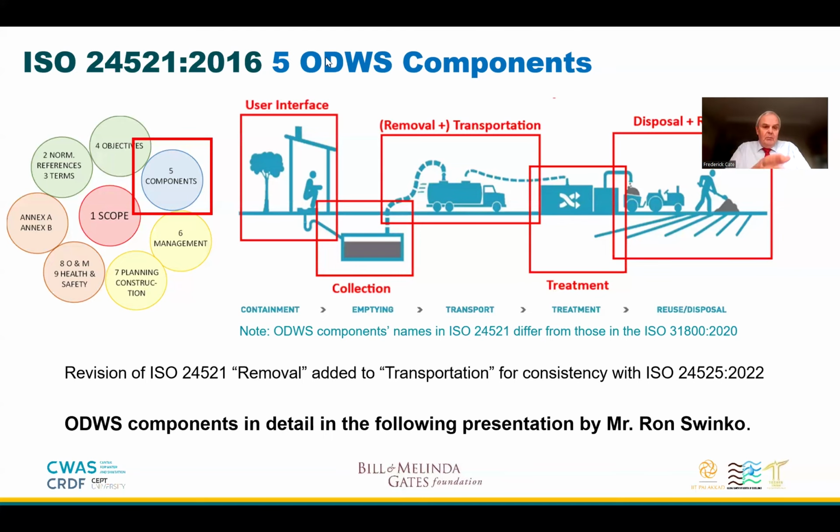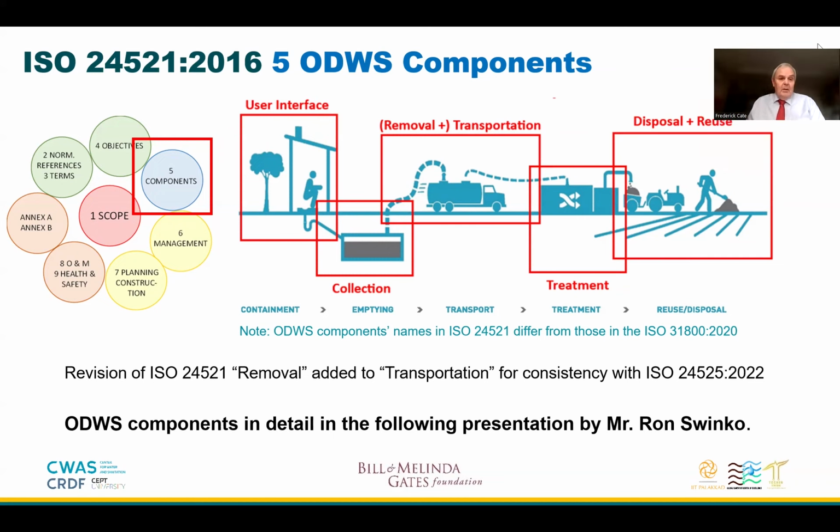For the interface, you have ISO 3500 that deals with a certain aspect of the user interface in toilets. And you also have the sludge treatment. There's an ISO TC 275 that deals with recovery, recycling, treatment, and disposal of sludge. And also there's the standard ISO 31800, which deals with fecal sludge treatment units. These 5 components that I presented above will be presented in more detail by Mr. Svinko in the following presentation.